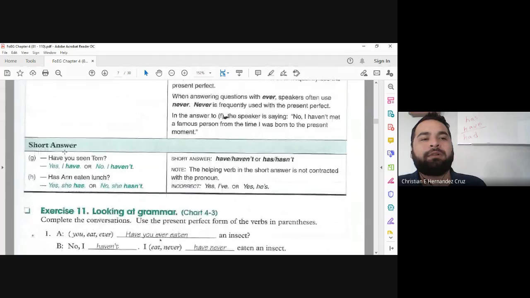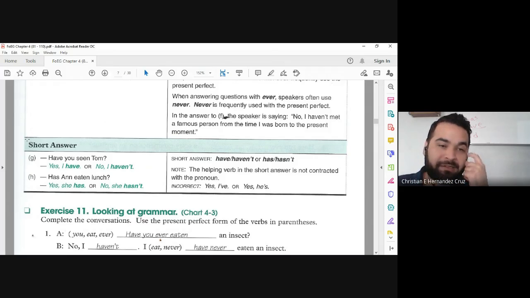There's also the short answer, which you guys are already familiar with. Have you seen Tom? No, I haven't. Or yes, I have. It's short because you're not giving me all of the information. And by that, I mean, the question is, have you seen Tom? So the full, complete answer should be, yes, I saw Tom, or no, I haven't seen Tom. Just by omitting Tom's name from that question, it's automatically a short answer.